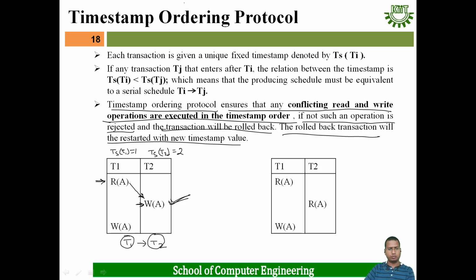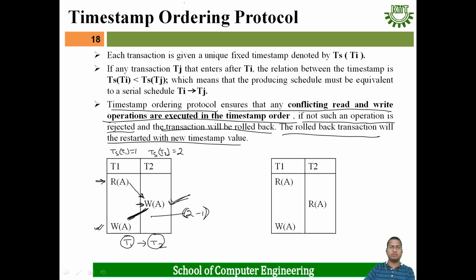Then when this write A is executed, is there any problem? We have to check whether there is any conflicting operation here. Yes, write A of T2 to write A of T1, there is a conflicting operation. It is a write conflict. The order of the write conflict here is 2 to 1, but the timestamp ordering here is 1 to 2. Then we cannot keep such a conflicting operation.